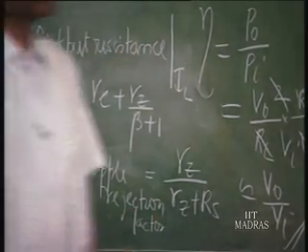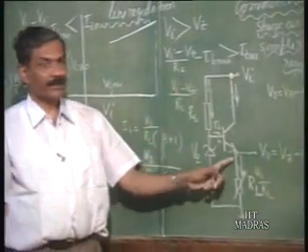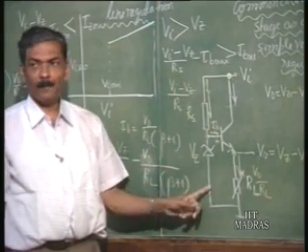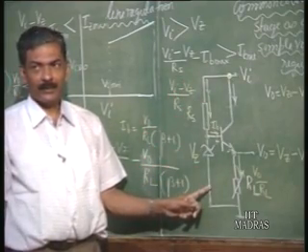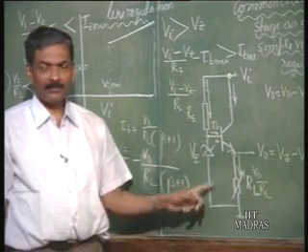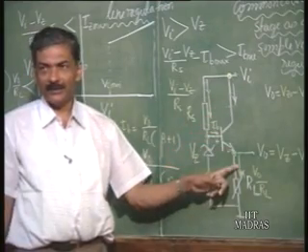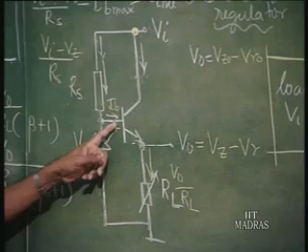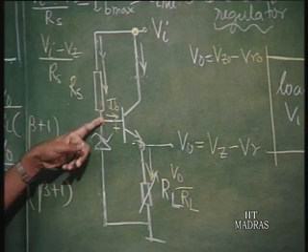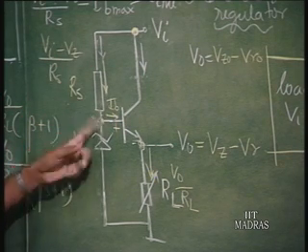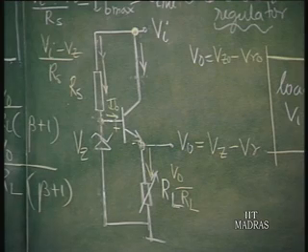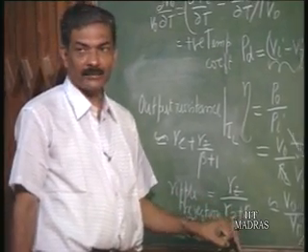So, there are two paths to the ripple, one through the transistor, another through the zener. Normally, the path through this zener is the higher one compared to that through the transistor, because this resistance is very high. This resistance on the other hand is not that high. So, this is what comes into picture as ripple rejection factor Rz by Rz plus Rs.